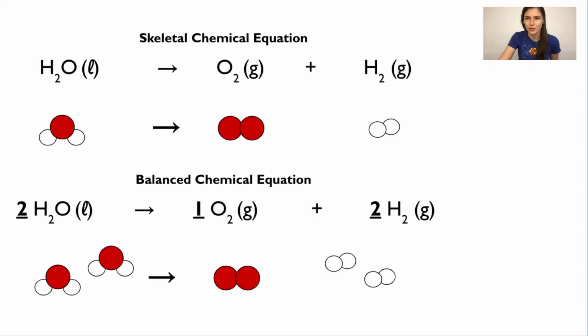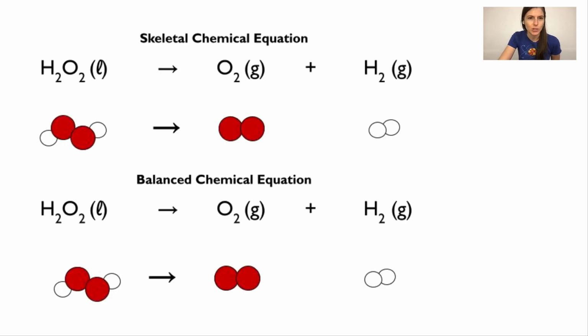So for extra credit, you could start thinking about why we might need to balance equations. And you also might want to notice in the example of an equation such as this one, where you've got H2O2, hydrogen peroxide decomposing, it turns out the balanced chemical equation and the skeletal chemical equation are actually already the same. So they're not always different from each other.